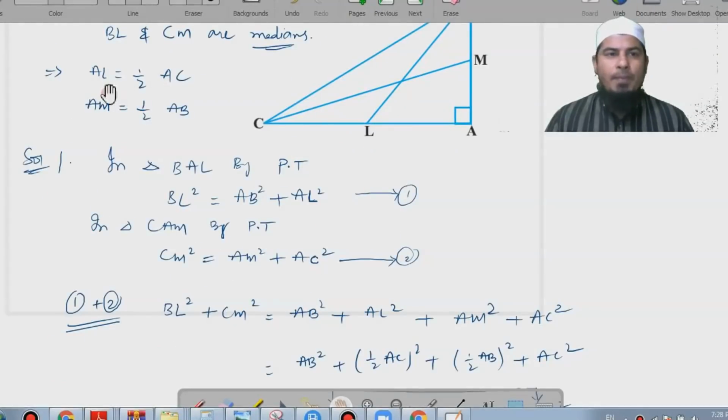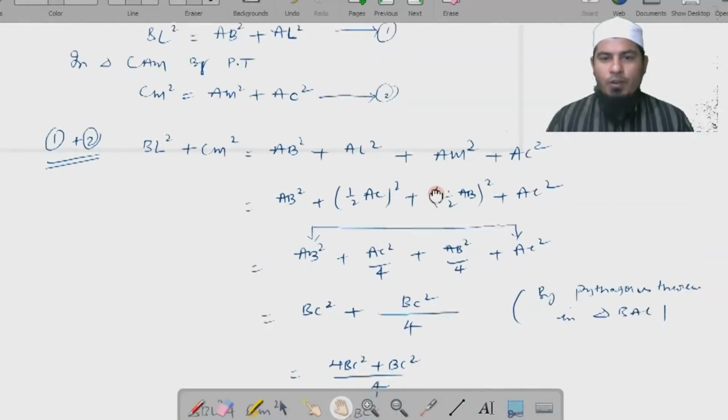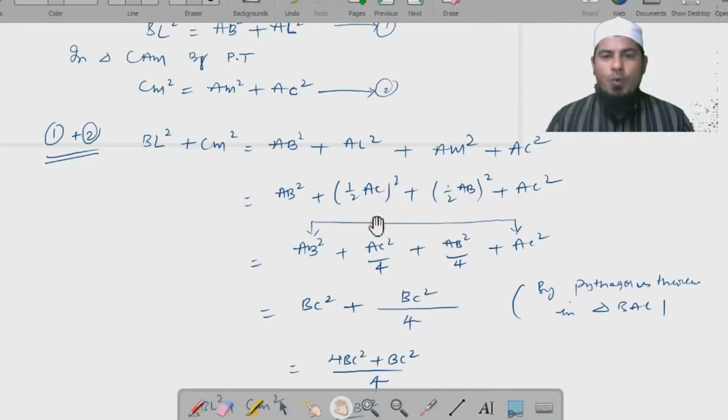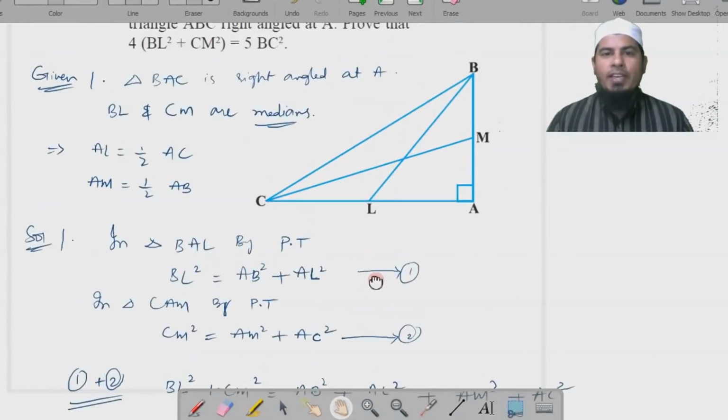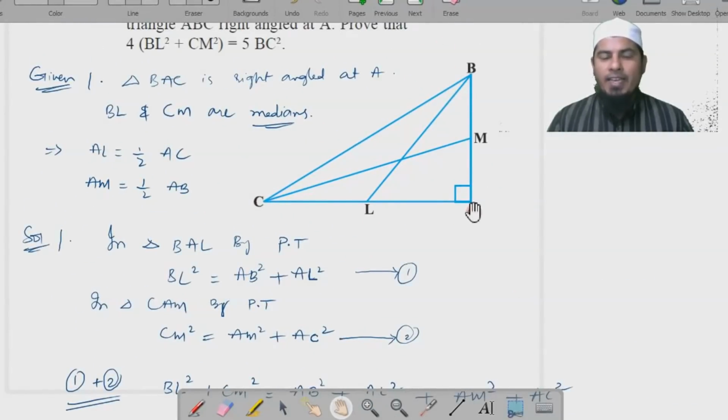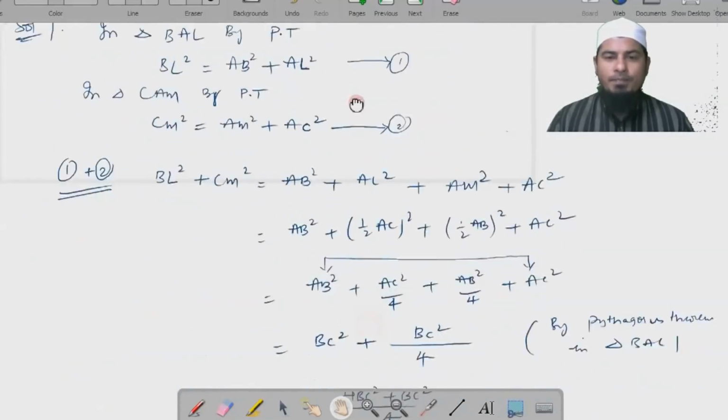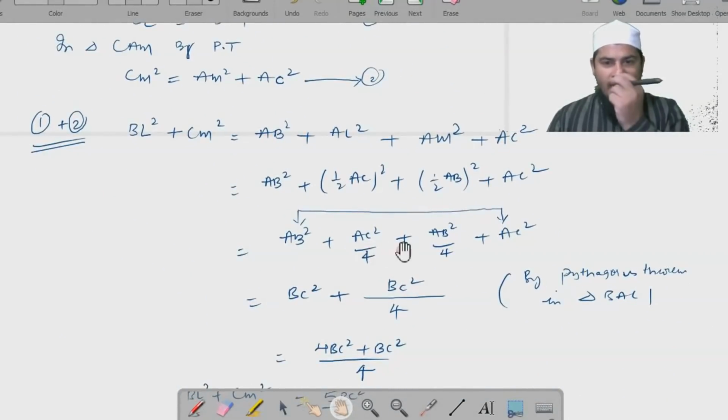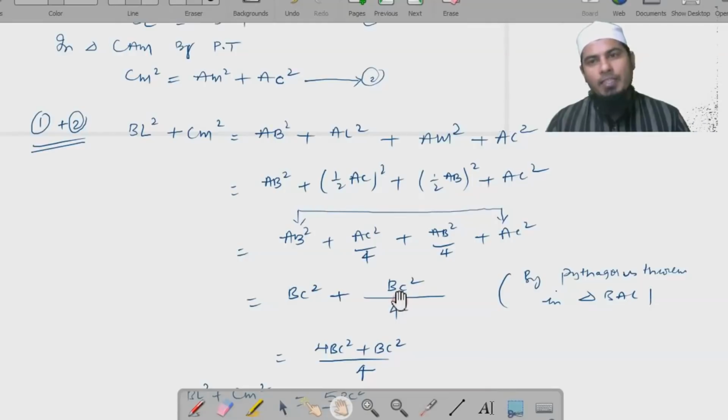So when we apply half AC in the place of AL, and half AB in the place of AM, in this statement we got this. When we square this, I got AC square by 4, AB square by 4. If you keenly observe, in the right angle triangle at A, AC square plus AB square will be BC square by Pythagoras theorem. And here if I take the denominator common, in the numerator again I will get AB square plus AC square, that is also BC square.